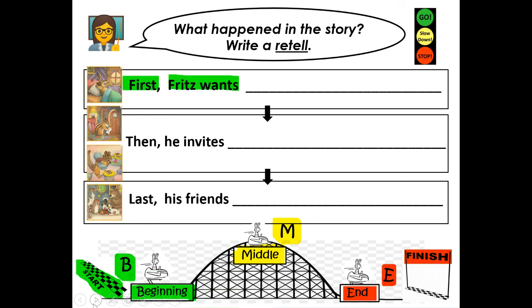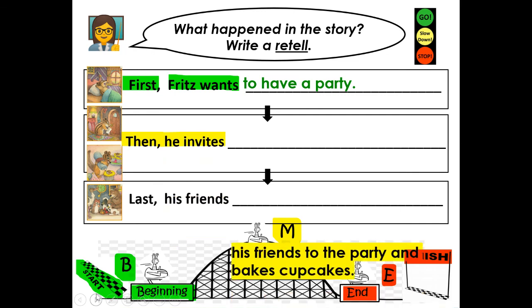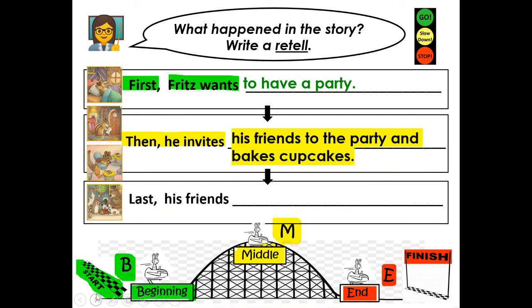First, Fritz wants to have a party. So our first green sentence could be first, Fritz wants to have a party. Then he invites his friends to the party and bakes cupcakes. So our yellow sentence could be then he invites his friends to the party and bakes cupcakes.